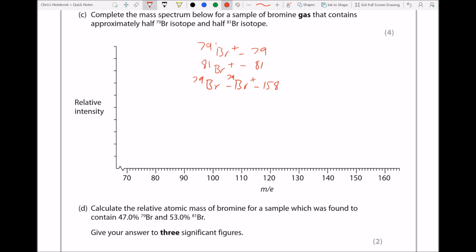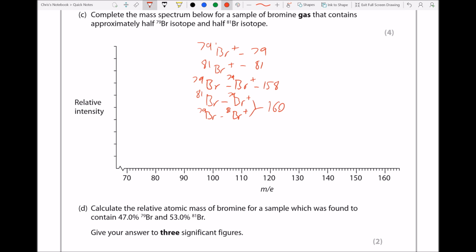We can also have a combination where we have bromine 81 and bromine 79, positive. And also we can have it the other way around as well. Now, this is important, this bit. So let's put 79 there and then bromine 81 there, positive charge. For both of these, because they have the same mass but are slightly different molecules in terms of the isotope arrangement, we actually have quite a few of these. So these both are going to have a mass of 160.